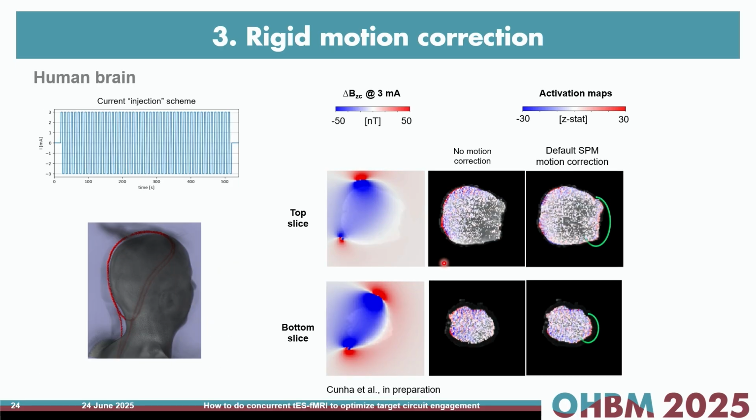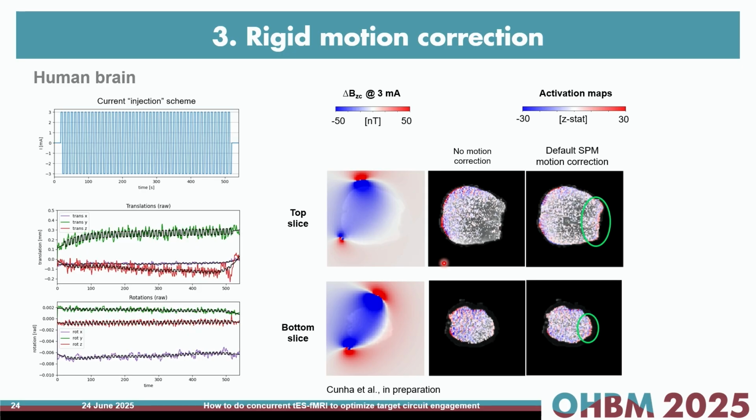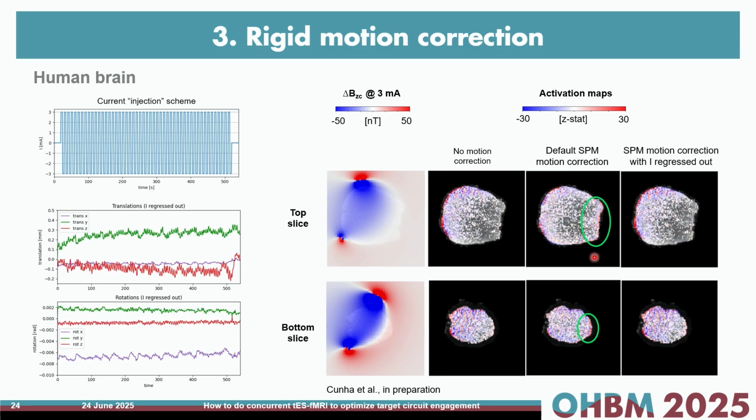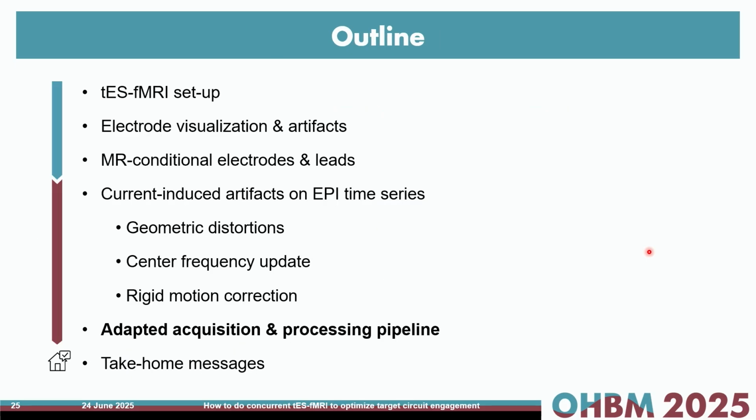This is just an example of how that performed also in the human. So a standard motion correction pipeline would induce activations in the front, where we had the cable in the back, so we would not expect such strong activations in the frontal part. And when we regress the current out from the motion parameters, these activations are gone.